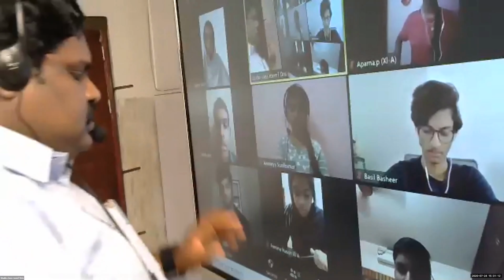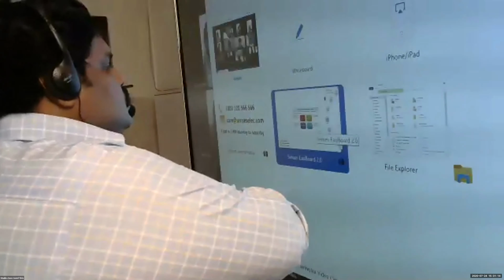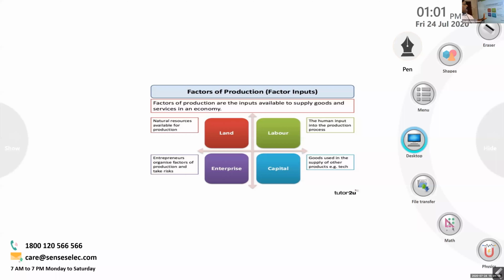Okay, so that's it. So we discussed land, labor, enterprise, organizer, and capital. What are the remunerations for all these factors of production? What is the remuneration for labor? That is wages or salary. What is the remuneration for capital? We are investing money in the business or in production. Yeah, Anja told that. Interest.